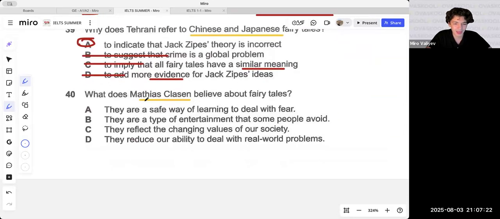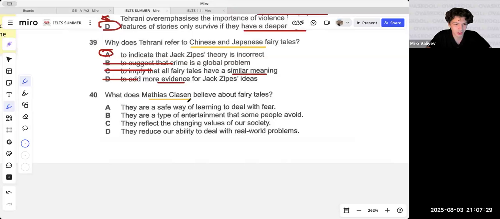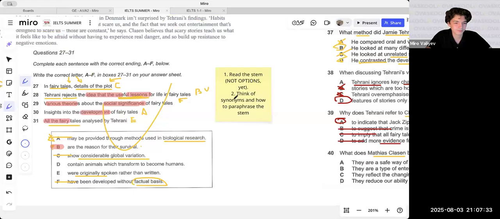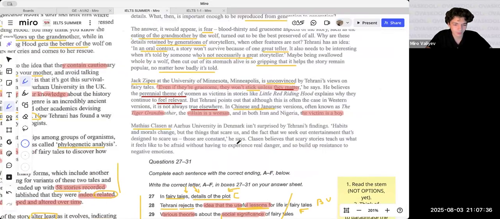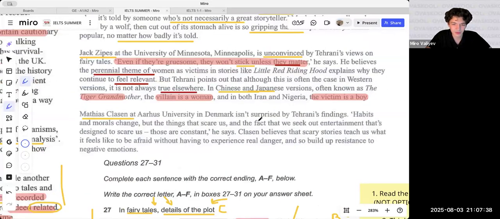Then, what does Matthew Klassen believe about fairy tales? You know, so many scientists all talk about fairy tales. Don't they have a job to do? All right, so Klassen's belief about fairy tales. Matthias Klassen at this university isn't surprised by Tehrani's findings. He says, habits and moral change, but the things that scare us and the fact that we seek out entertainment designed to scare us, those are constant.